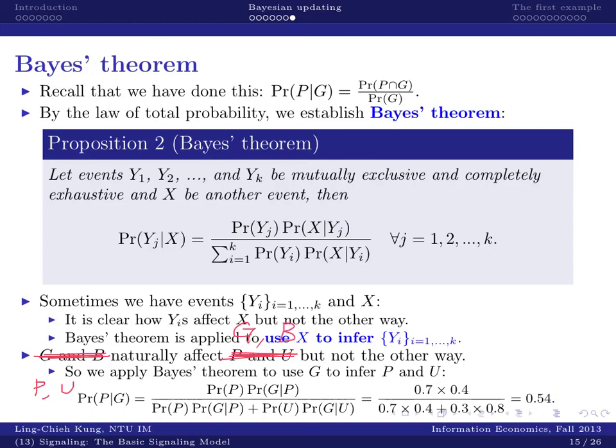Anyway, what we have here is nothing but a formula and a concept. We do not know something, and then we use our observation to update our beliefs. And this concept will be required when we do signaling games, because we are going to infer the principal's type based on what the principal is doing.